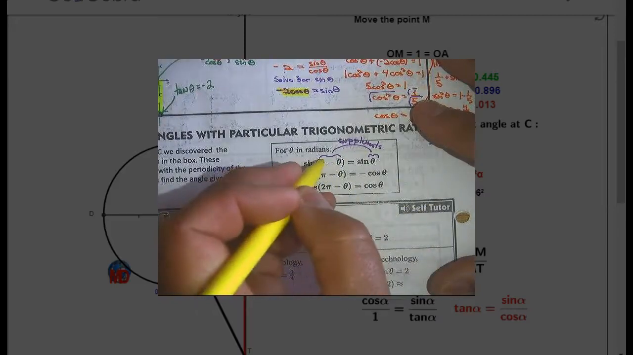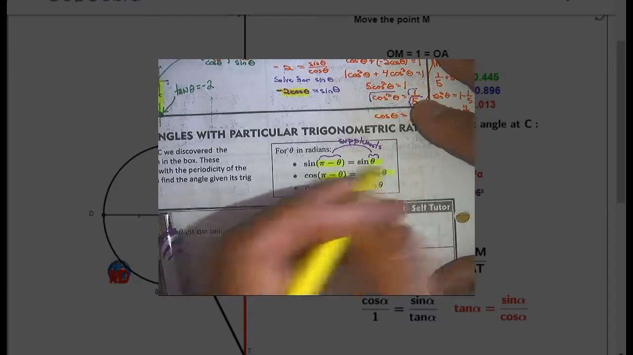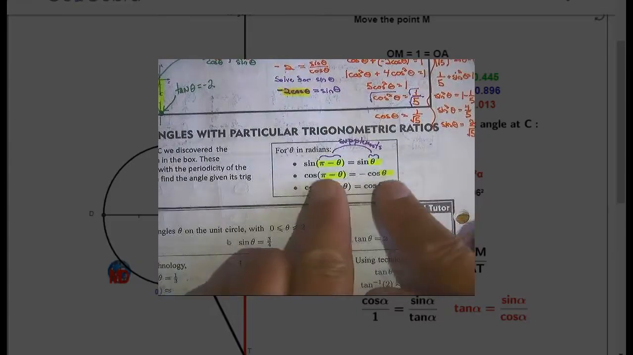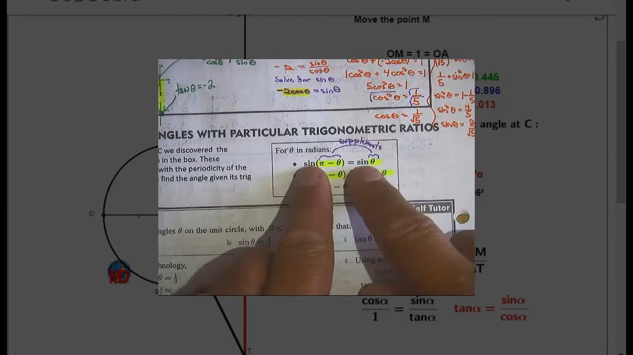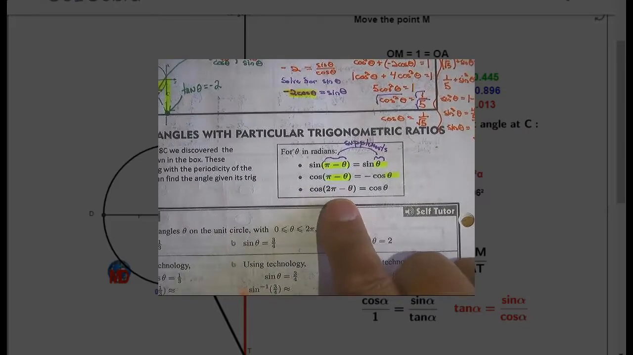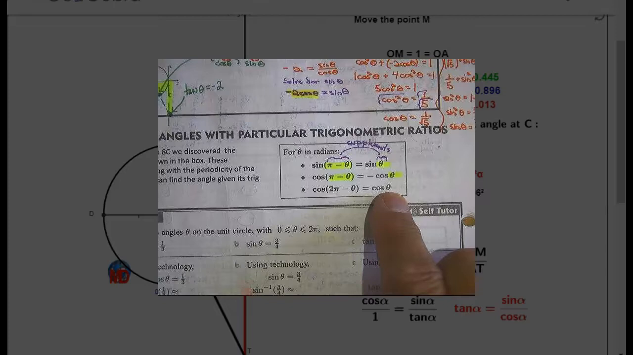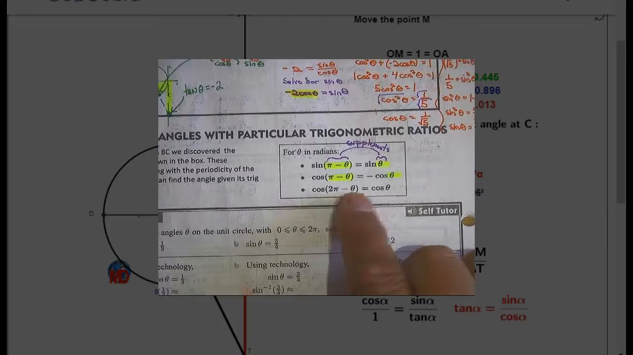Okay, so those two are supplements, these two are supplements. So the cosine of supplements are opposite, the sine of supplements are the same. And then the other pattern was this. The cosine of an angle is the same as the cosine of 360 take away the angle. The cosine values are the same. Or 2 pi, which is the same as 360.